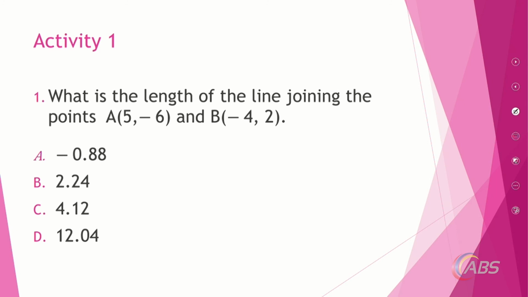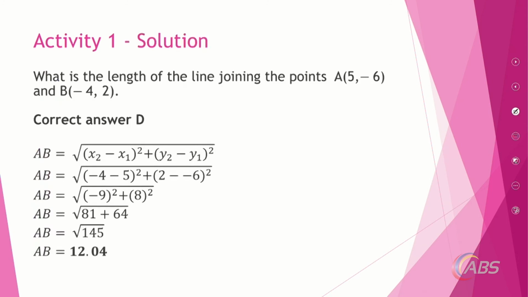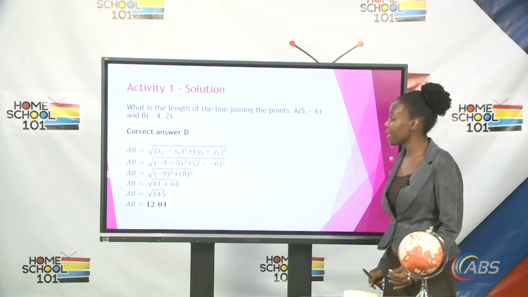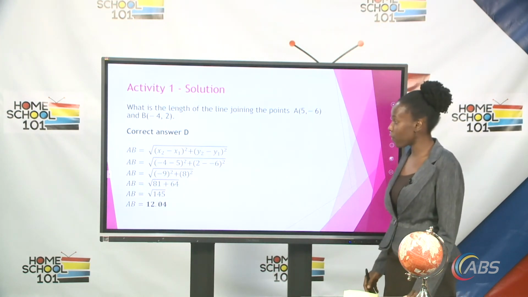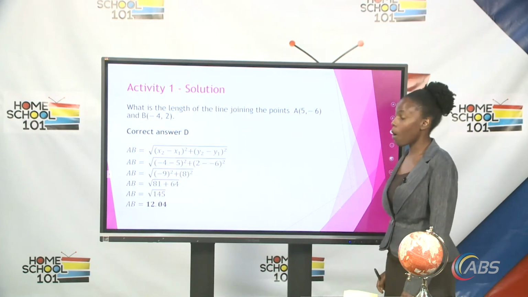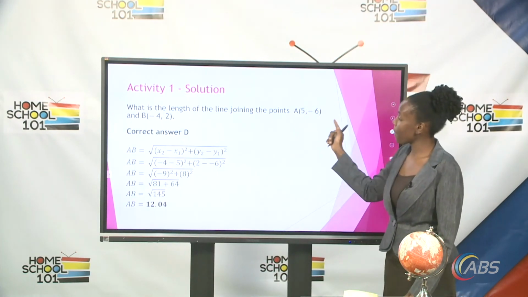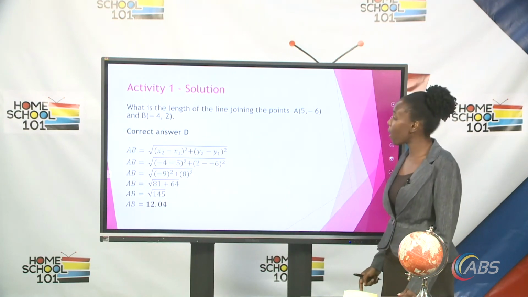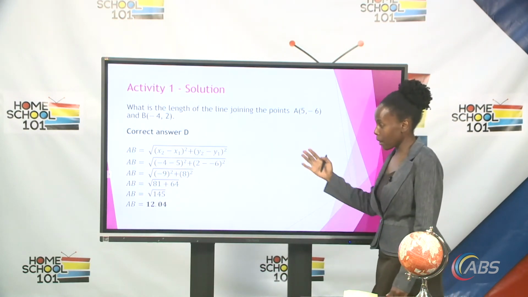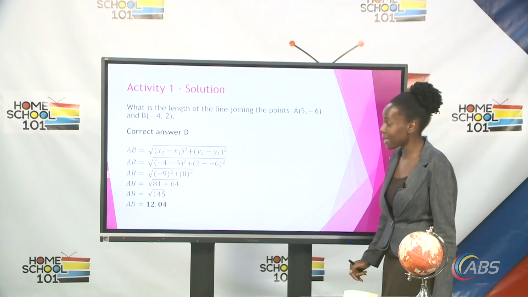Okay, so we will go through the solution. To go through the length, the correct answer is actually D, 12.04. We substitute again our x and y values. From A, we get x1 and y1. From B, we get x2 and y2. Substituting in our formula and simplifying.